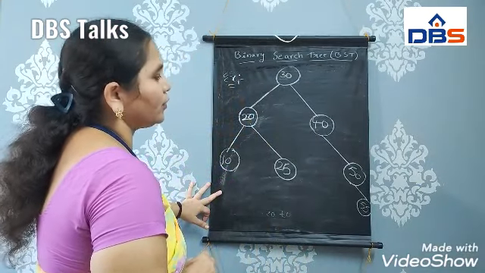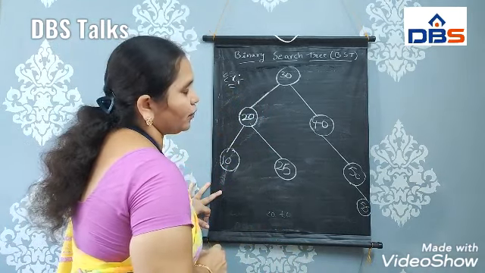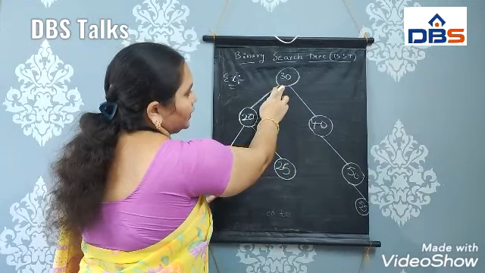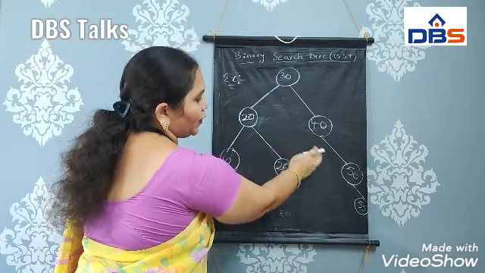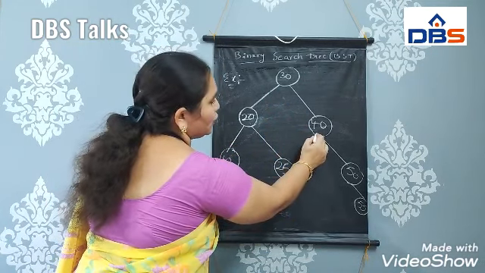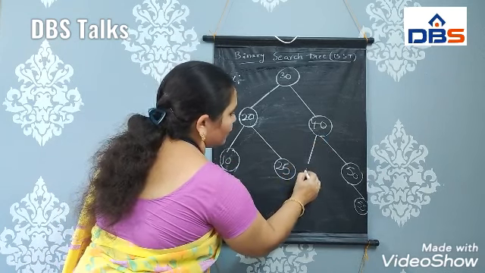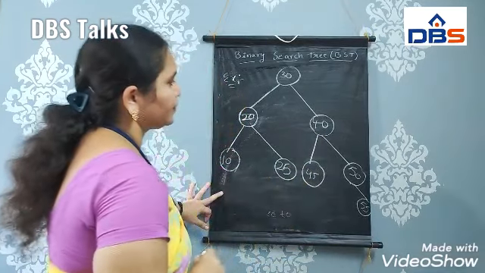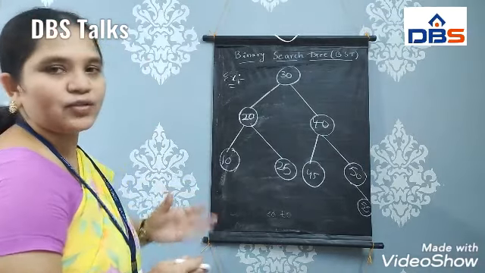Suppose I want to include the value 45, where we are going to add the value 45. That is greater than 30. That is also greater than 40. But 45 is lesser than 50 and 55. That's why I am going to include that node at the left hand side of node 40. So this is one small example for a binary search tree.